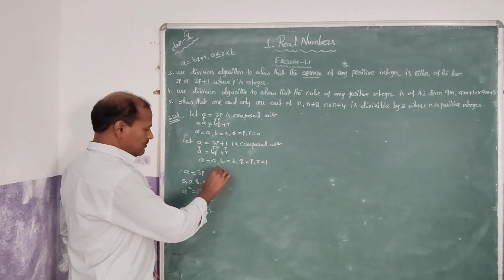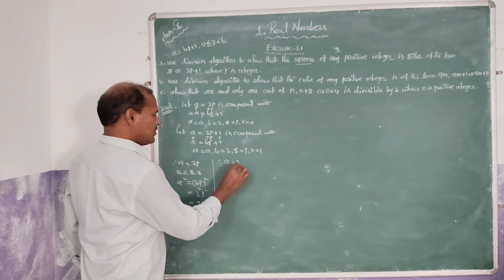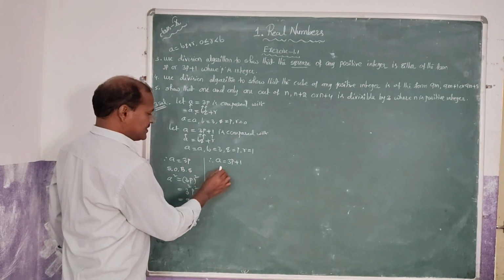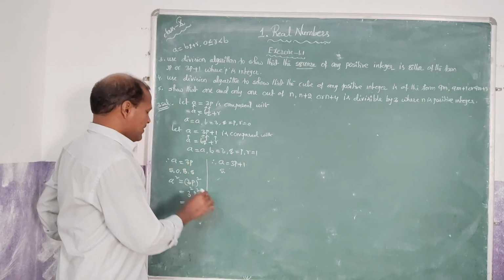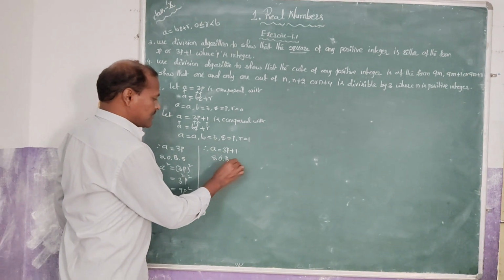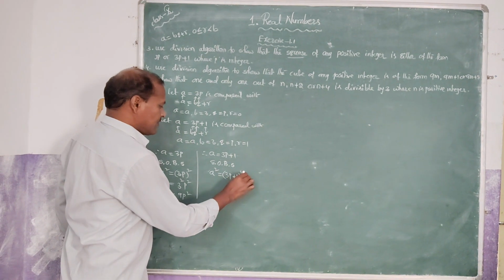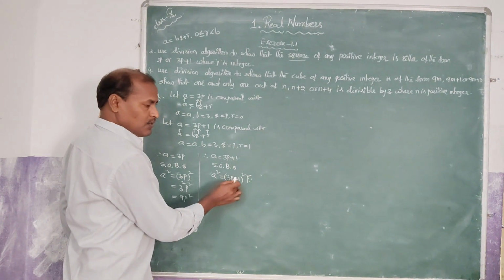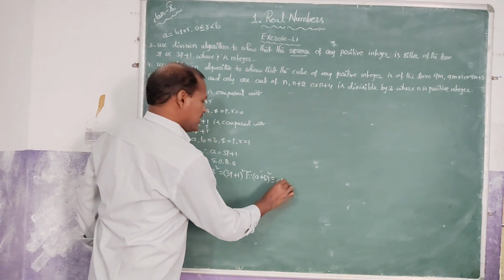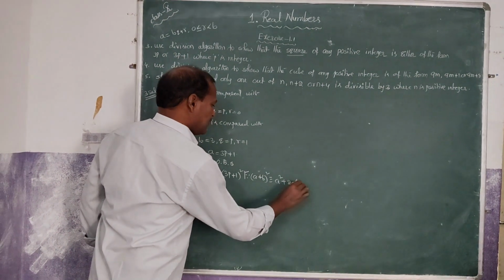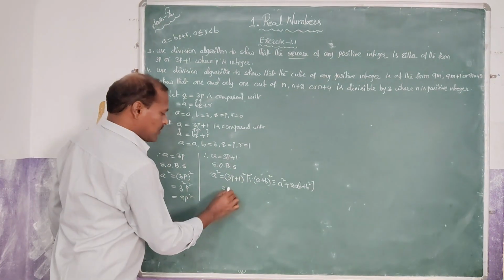It mentions square positive. The second one is a is equal to 3p plus 1, which is also mentioned. Squaring on both sides. Why? Because in that question it is square only. Here a square is equal to 3p plus 1 whole square. This is the a plus b whole square formula: a plus b whole square is equal to a square plus 2ab plus b square. Here a is equal to 3p only.